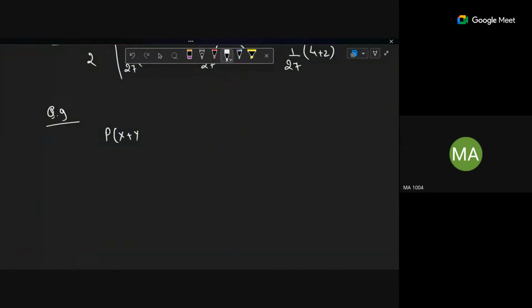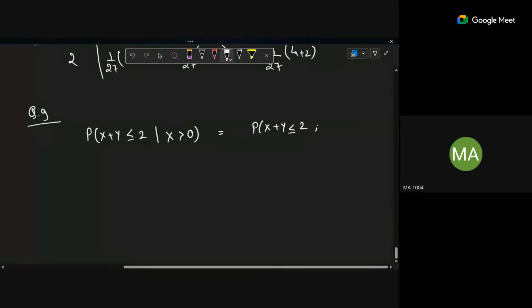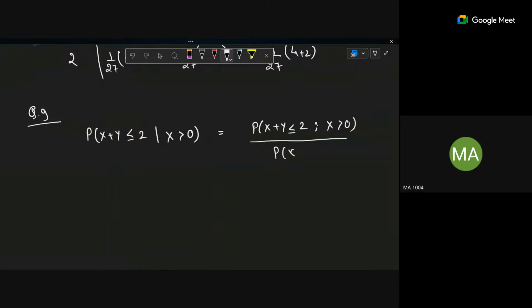Fine. Okay. So the probability that your x plus y is less than or equal to 2, given that x is greater than 0. First, you explain how it will be expanded. It's a conditional probability, right? Ma'am, it's probably x plus y less than or equal to 2. Sorry? It's less than or equal to 2? Yes. Okay, thanks. So the probability that x plus y is less than or equal to 2 and x is greater than 0, divided by the probability that x is greater than 0.